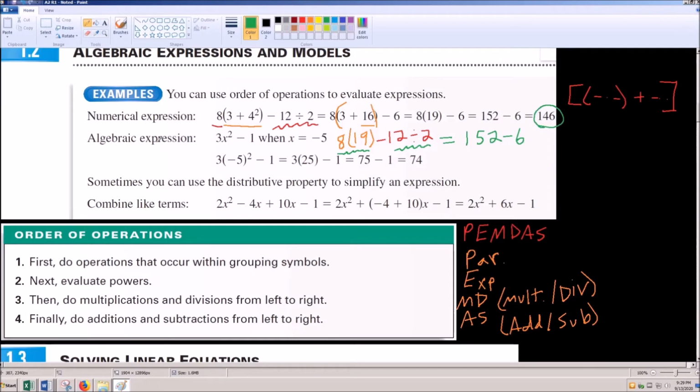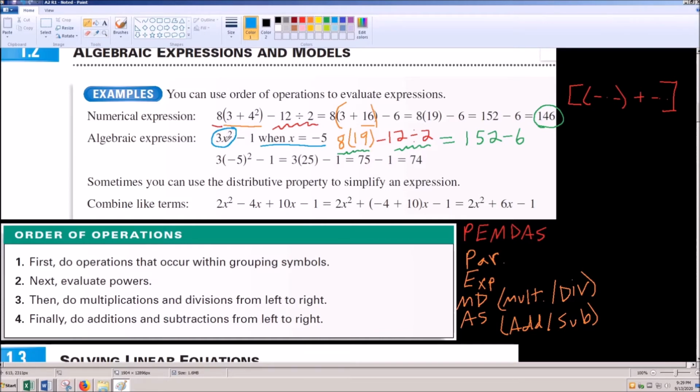Looking at an algebraic expression where we have variables, if I wanted to evaluate with a specific variable, I may get something like this, where I say when x equals negative 5. So what we need to be able to do here is plug it into wherever we see x's. Now the reason I've circled this first part is the second part is just a constant, it's just -1. So there's no x that I'm plugging in here, but there definitely is an x that I'm plugging in right here.